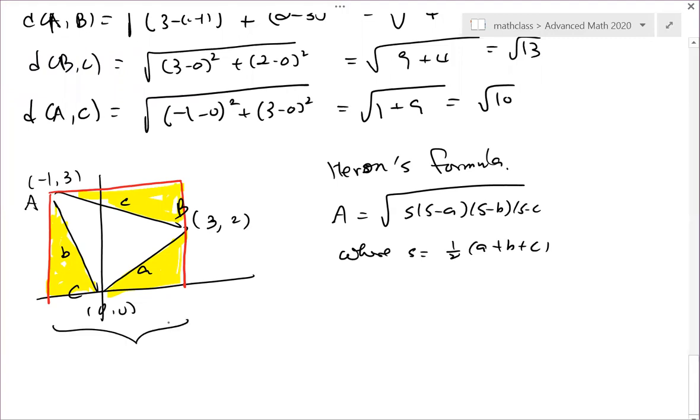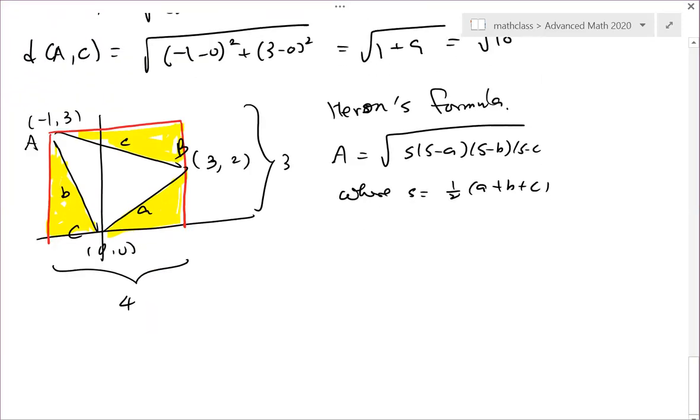From here to here, -1 to 3 is 4, right? And from here to here, it is going to be 3. So this is a rectangle. So the area is going to be 3 times 4, that's the area of the rectangle, minus the area of the three triangles.